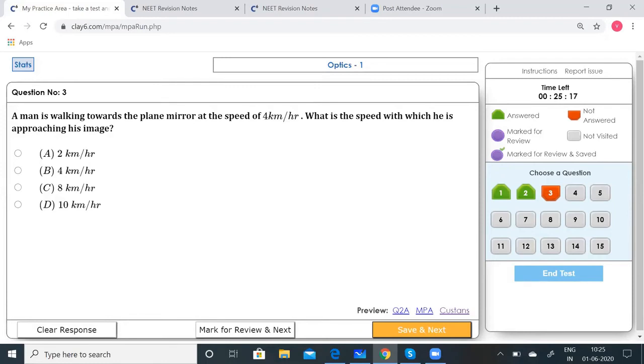Therefore, the relative speed of the mirror with respect to the image is now going to be 4 minus of minus 4. If the source is going to be plus 4, that is in the forward direction, whereas the image is going to be the same magnitude, 4, but in the opposite direction, so minus 4. So the difference between the two is 4 minus of minus 4, which is equal to 8 kilometers per hour.